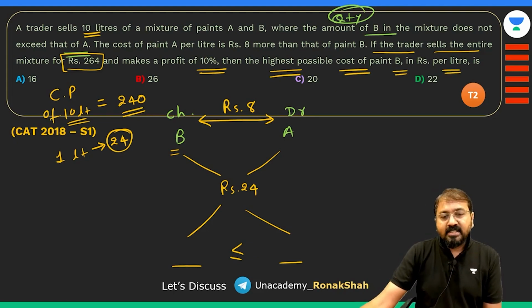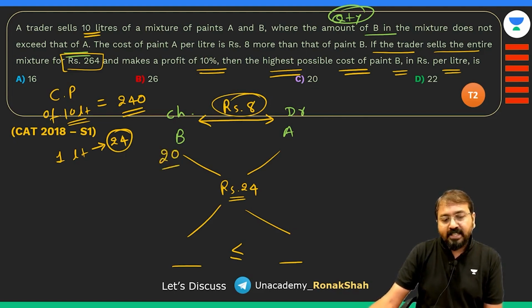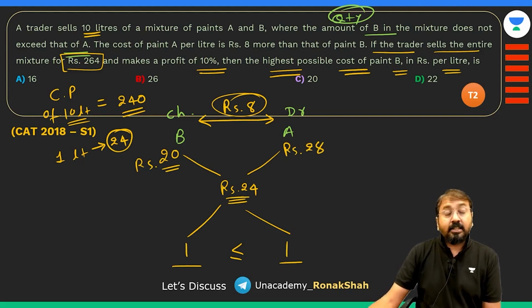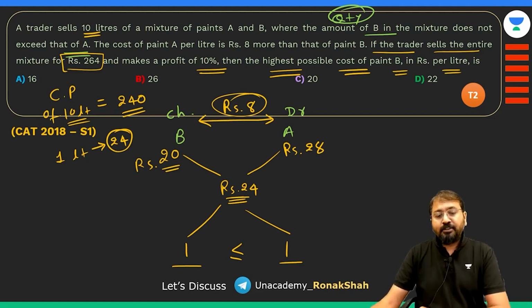By looking at this statement, the highest possible cost and the difference of 8 and the average price of 24, I should be able to get this thought: what if I take this as rupees 20 and this as rupees 28, and we are mixing them in equal proportion? So the center, the average, will be the center value, that is 24.